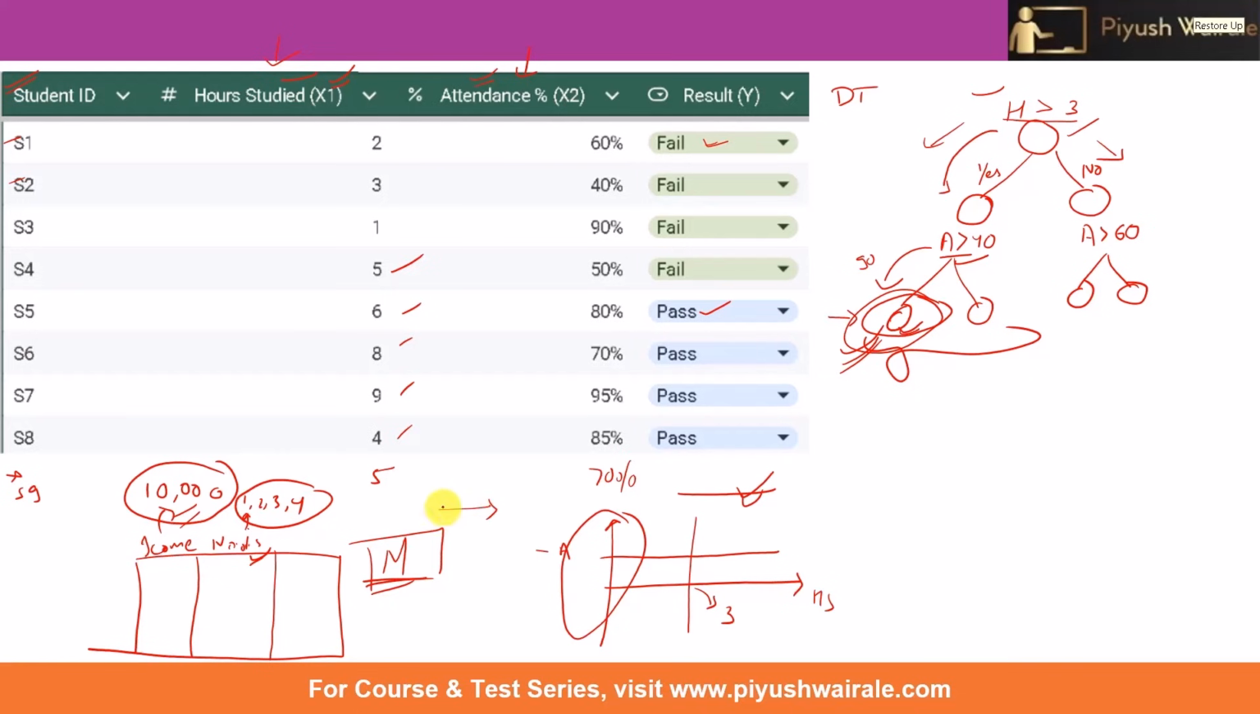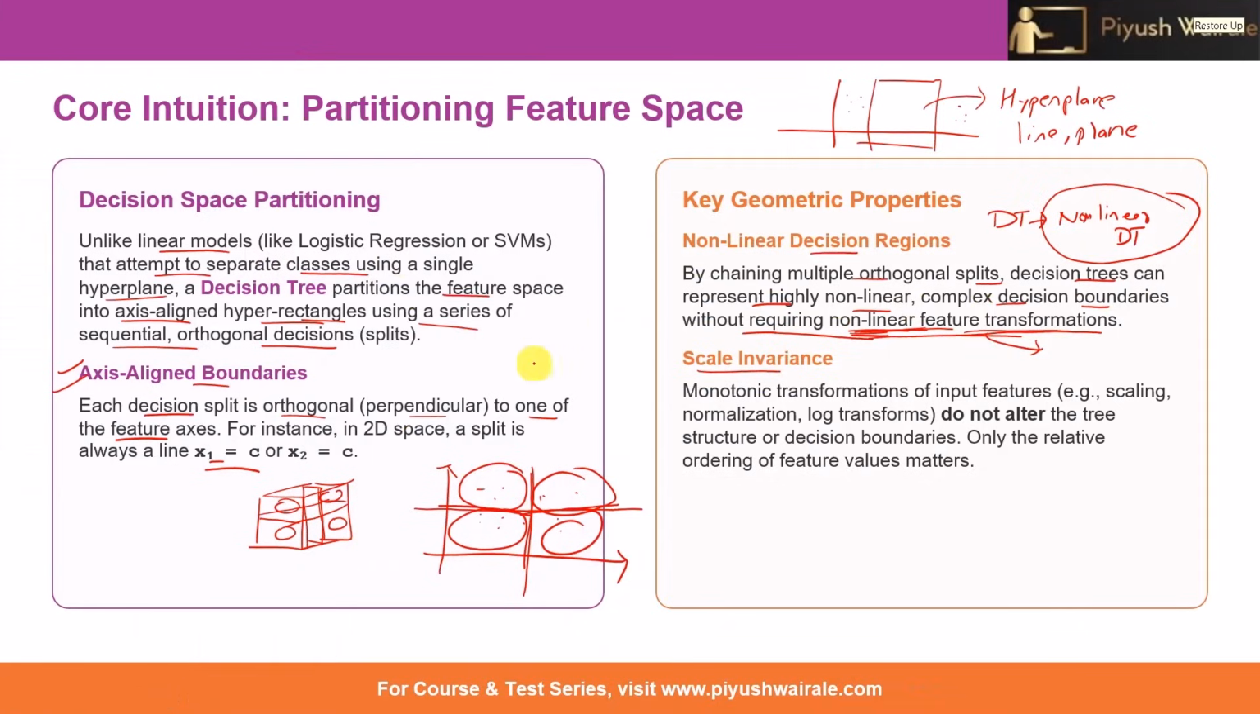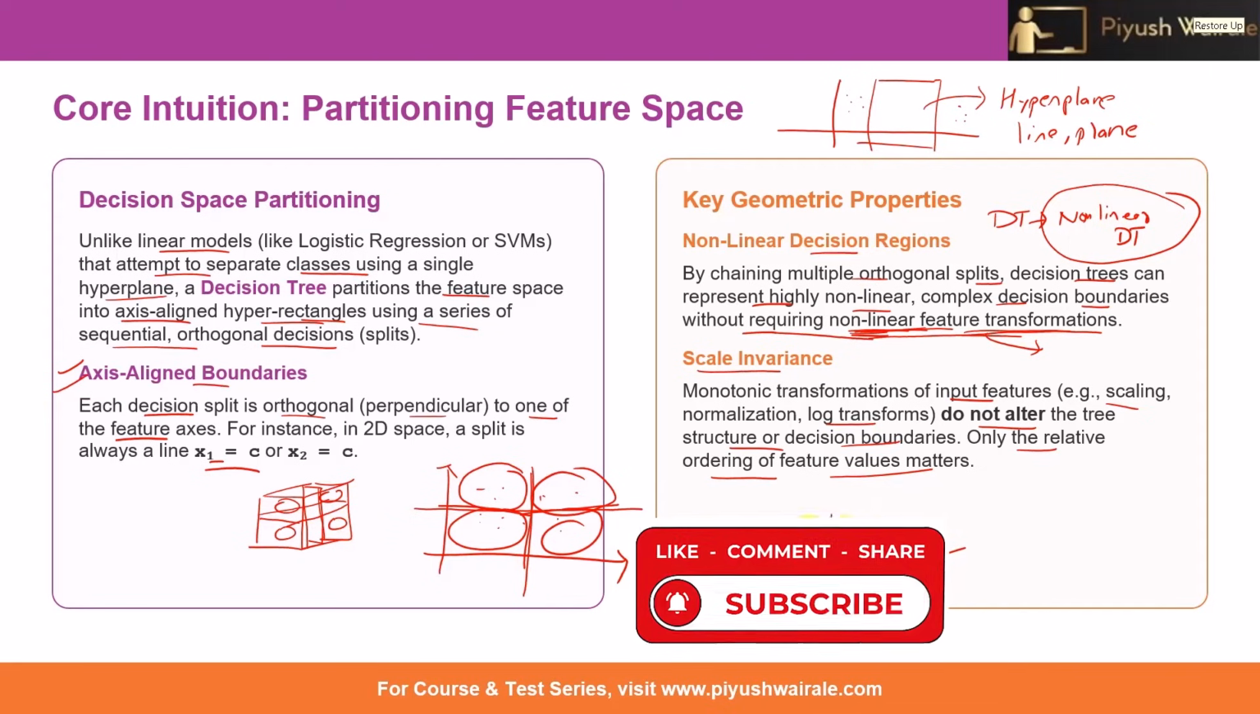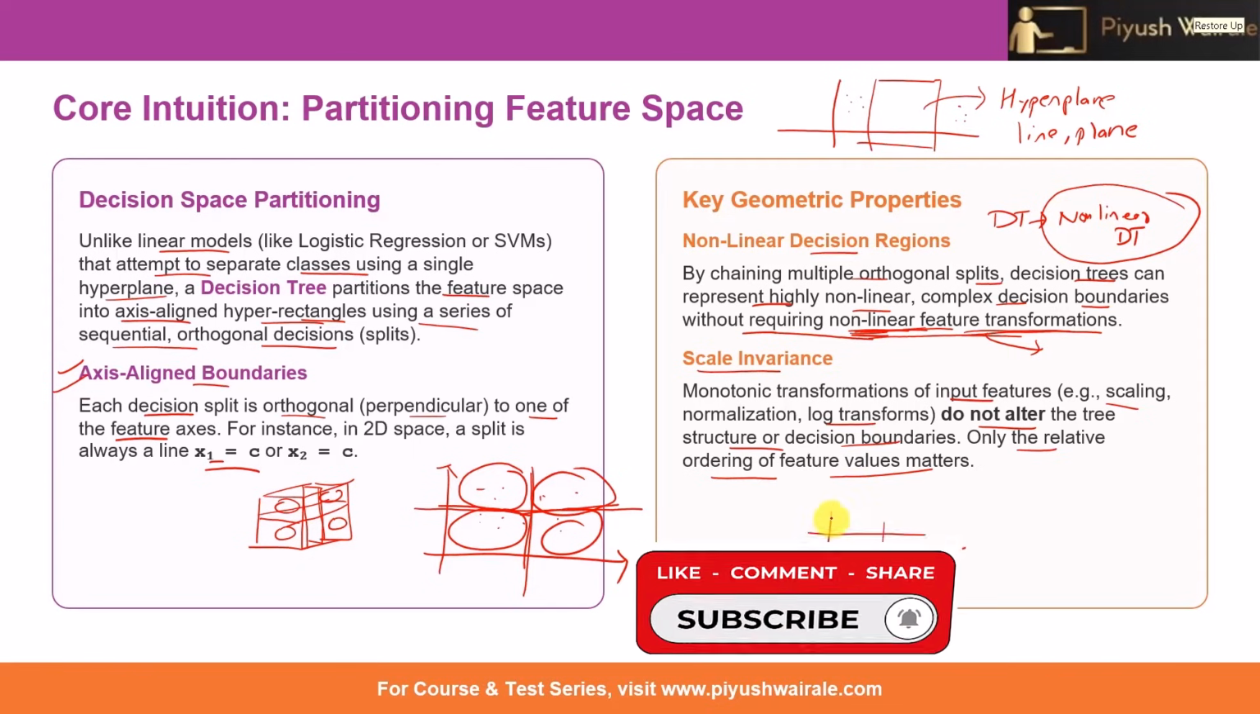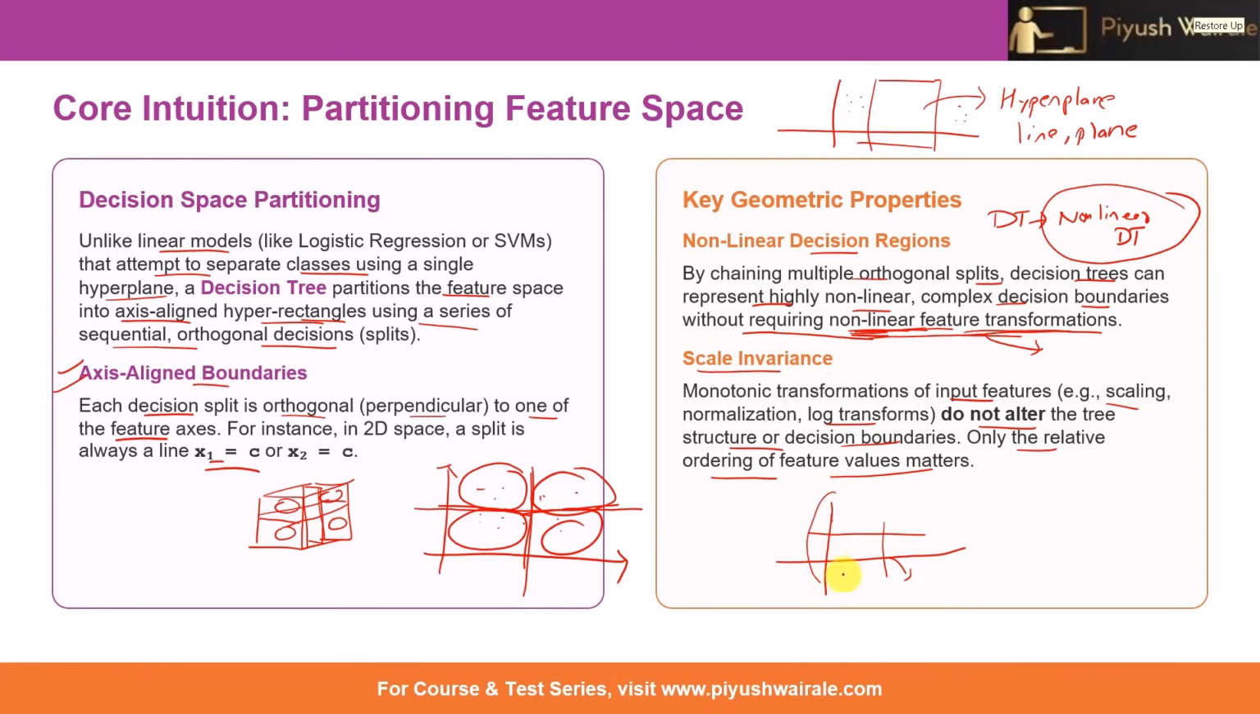But here in a decision tree, monotonic transformation of input features, scaling, normalization, log transform do not alter the tree structure or decision boundary. Only the relative ordering of the feature values matters, because anyway it is going to split the dataset on the basis of this feature. While splitting on another axis, it will be completely independent. That's why the scale doesn't matter.